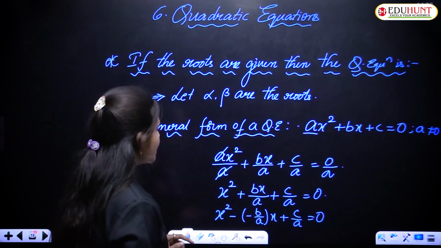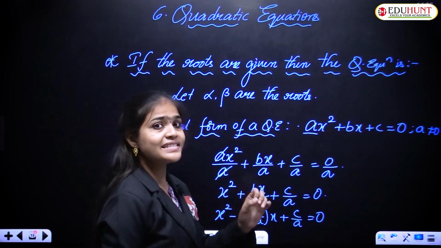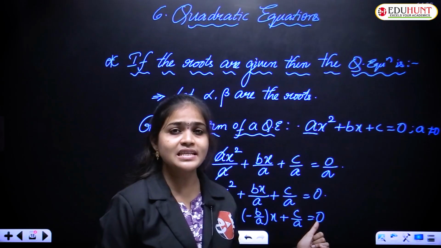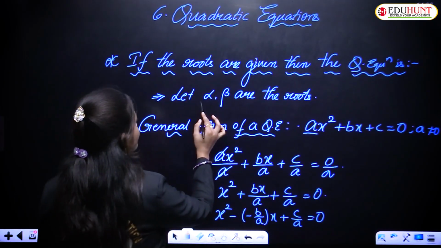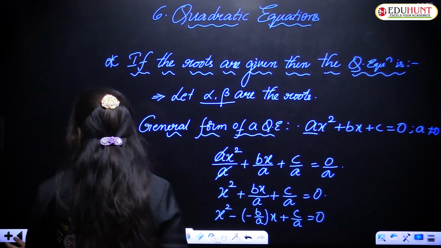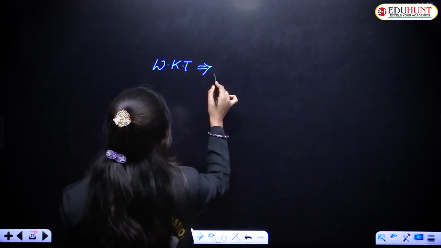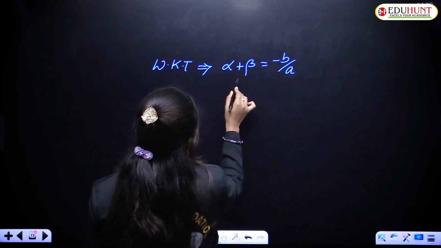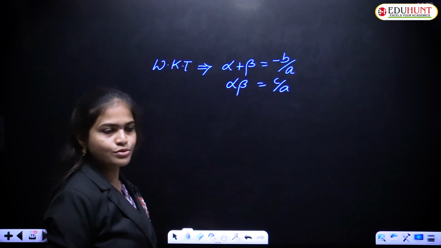Okay. Now children, just observe clearly. Here minus b by a is the formula. In the previous video we discussed that minus b by a is the value of the sum of the roots. Sum of the roots means here the roots are alpha and beta, no? So here we know that the sum of the roots is equal to minus b by a, and in the same way the product of the roots is equal to c by a. Okay, we know those two conditions.